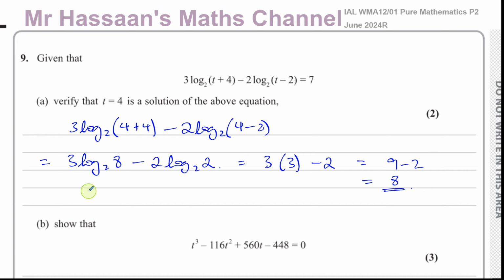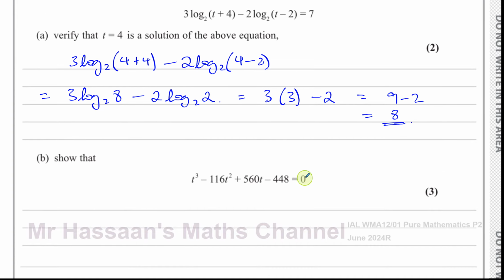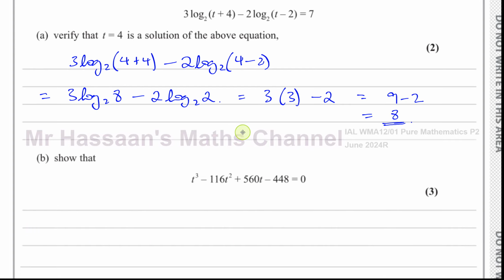Then it says, show that t cubed minus 116t squared plus 56t minus 448 equals 0. So basically what we have to do is take this equation and rewrite it using the laws of logarithms. The first thing I'm going to do, when you want to combine these log terms together, is get rid of these multiples by using what's called the power law.